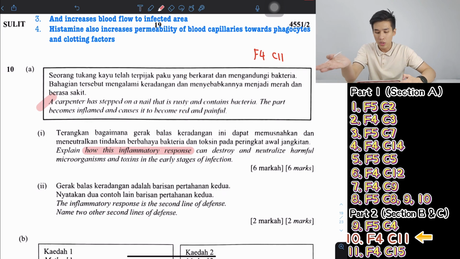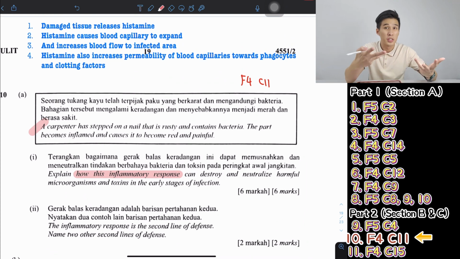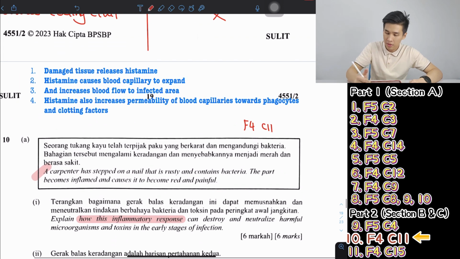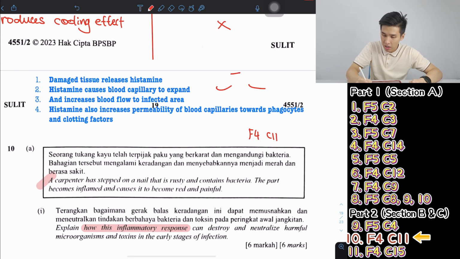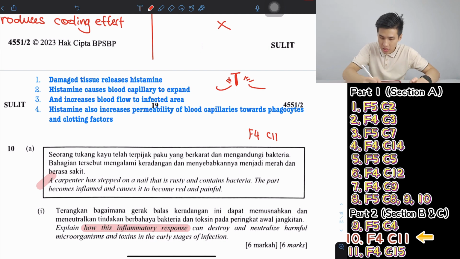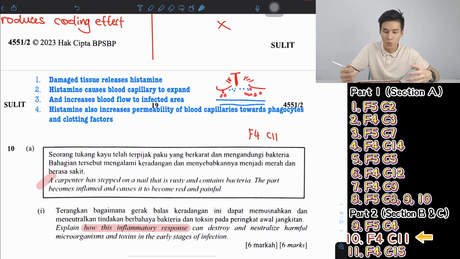So basically this question, they want us to explain the inflammatory response. Okay, so let's say here's your skin, your tissue, pricked by a nail, and there will be blood spraying out. Once there are germs or bacteria that infect this area, your tissues around here will release a kind of chemical called histamine.